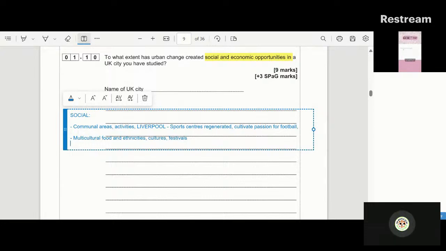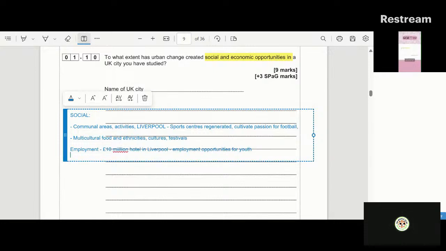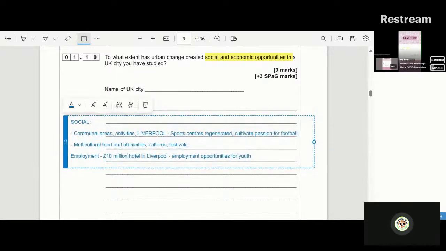In terms of economic opportunities, there's going to be much more employment opportunities as there's development into infrastructure. For example, if you think about the £10 million hotel in Liverpool, that clearly would generate a lot of employment opportunities for the youth, for everybody who lives there, for the locals, and therefore it reduces the fact that a lot of people who live in those areas are on lower incomes.